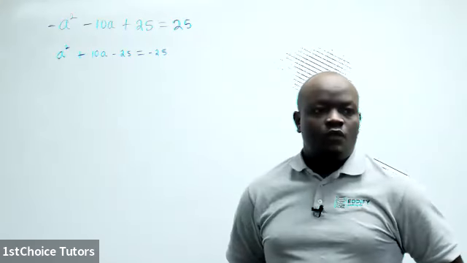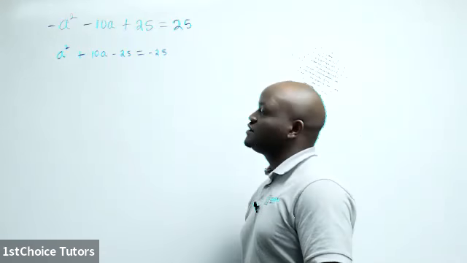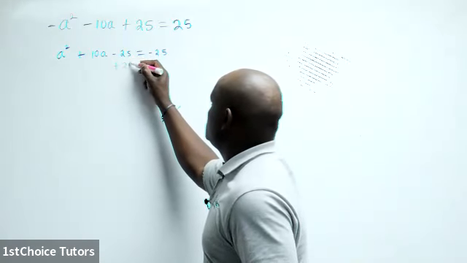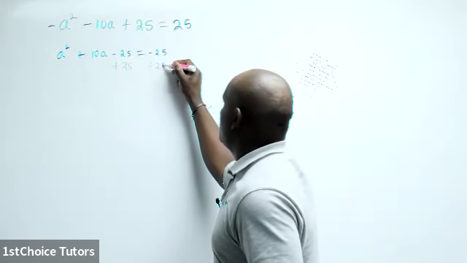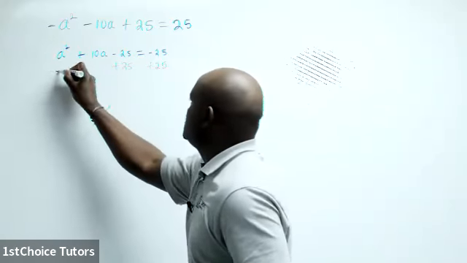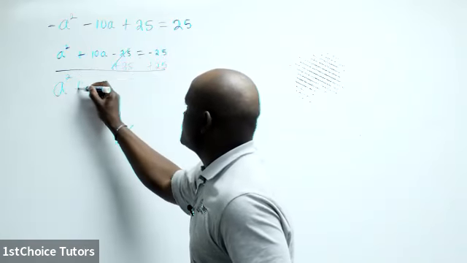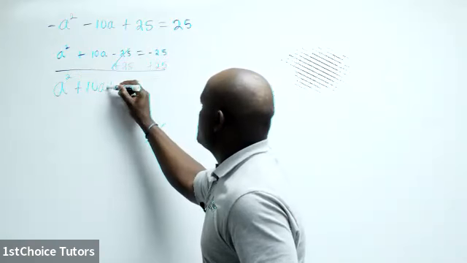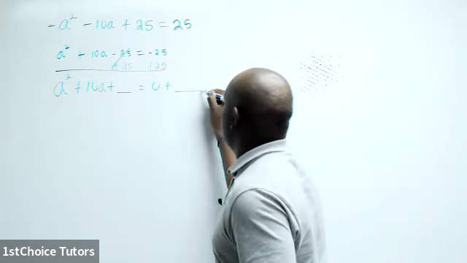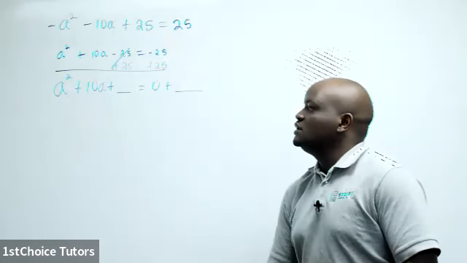What's the first step? We have to add 25 to the right, moving the constant over. So plus 25, plus 25. That's when you leave the blanks. Very good.